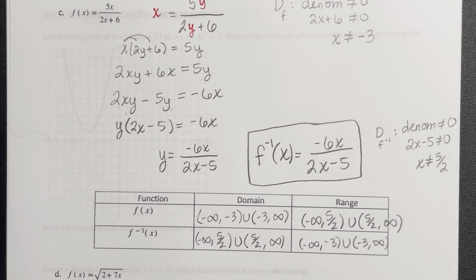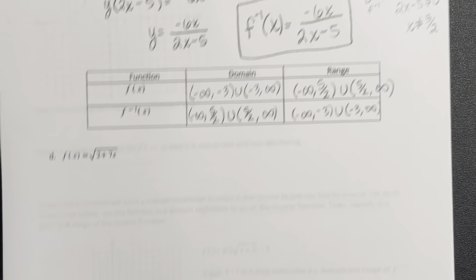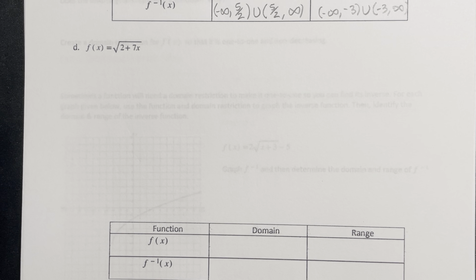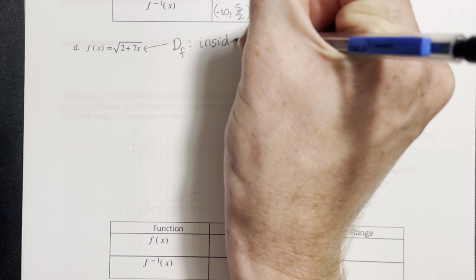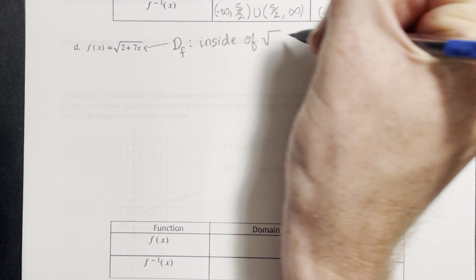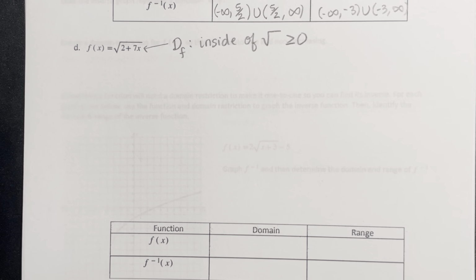And we've got one more down here. The square root function, f of x equals the square root of 2 plus 7x. This one, we have found the domain of square root radicals before. So when we were doing this, we were thinking about the domain of f says the inside of that square root has to be at least 0 because we can't take the square root of a negative number.